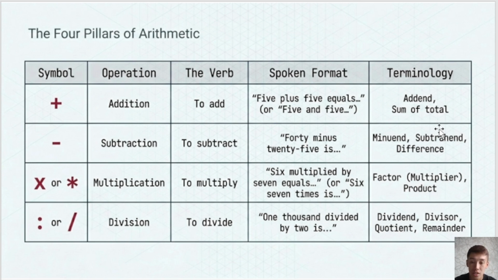And the next is division. The verb is to divide, and for the spoken format we can say 1000 divided by 2 is, and so on. And the terminology is dividend, divisor, quotient, and remainder.